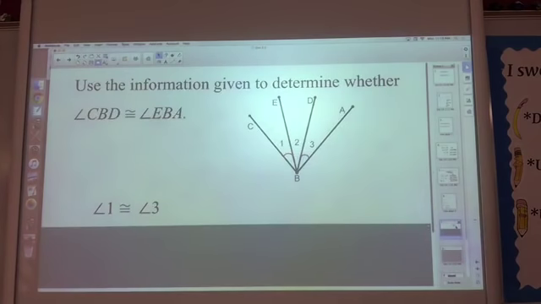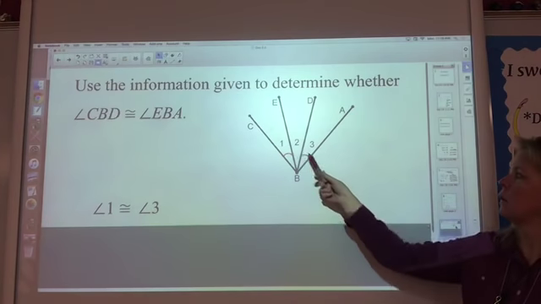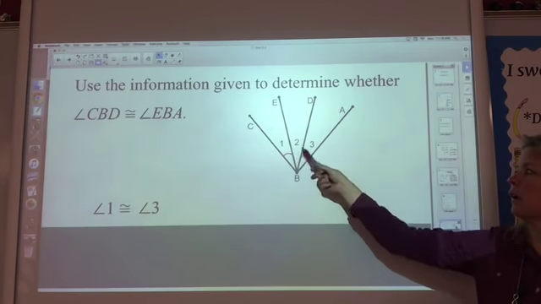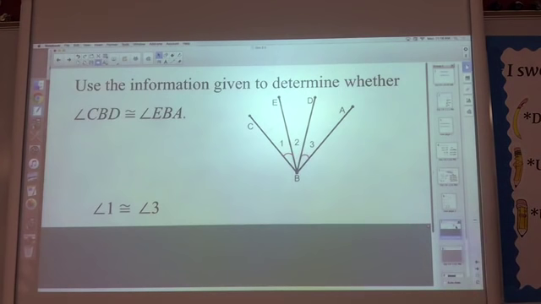Let's try it. It's the same idea here, but we're going to use angles just to get used to looking at them with angles. Take the time, pause your video, and write all this down. Draw the picture, write the information, use the information given to determine whether angle CBD is congruent to angle EBA. And notice there are two congruent marks there, and the angles are measured 1, 2, and 3. Okay, pause it, and when you come back, we'll talk about angle 1 being congruent to angle 3.